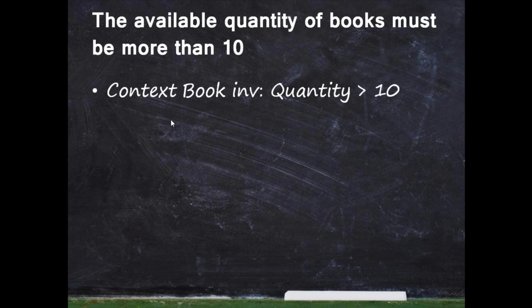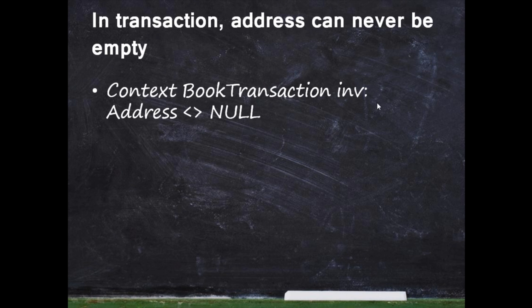Next is, the available quantity of books must be more than 10. The 10 is something like a threshold. The quantity should be maintained greater than 10. So if the quantity decreases from 10, we need to add stock. So the quantity greater than 10.